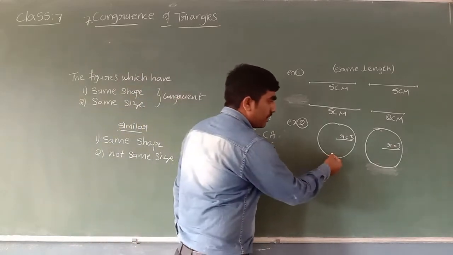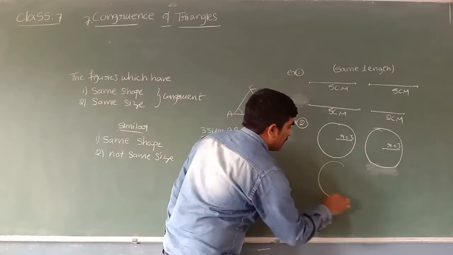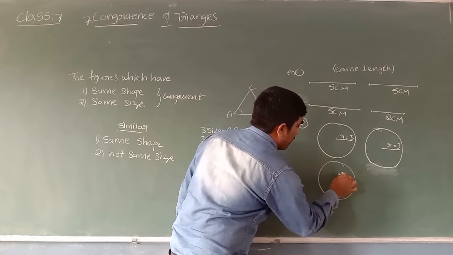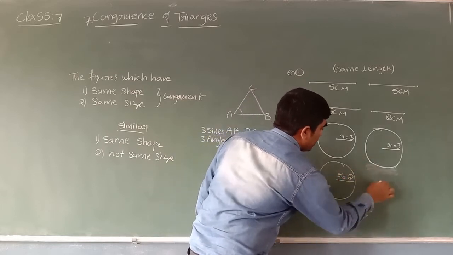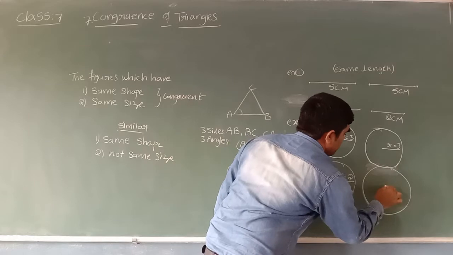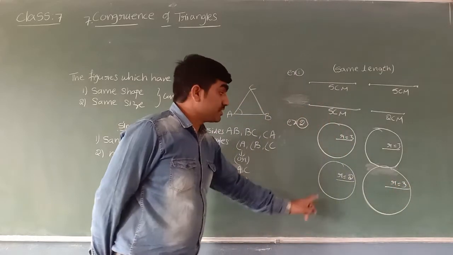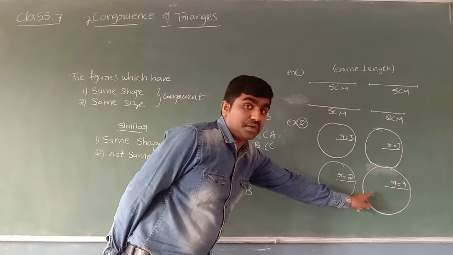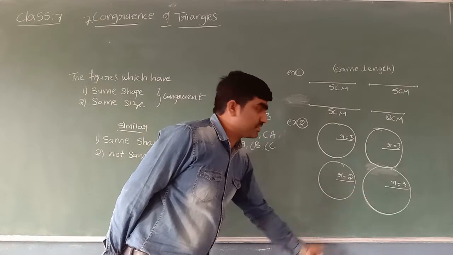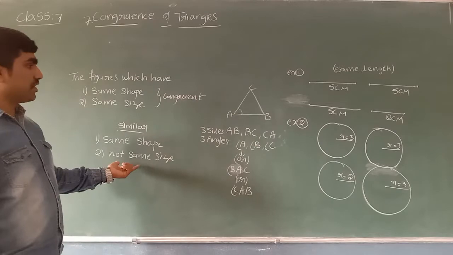What do we call them? Congruent figures. Now let me take one circle with radius R equal to, suppose, 2 centimeters, and draw one more circle with R equal to 3 centimeters. Now what can we say about these two? Sir, both are the same shape, circle shape, but not the same size. These two are called similar figures.